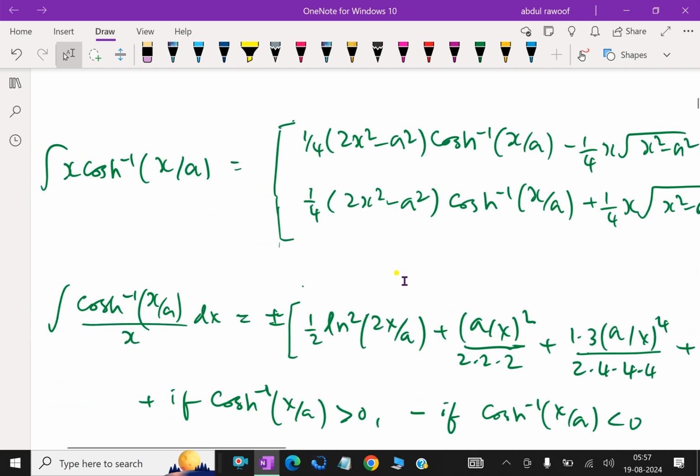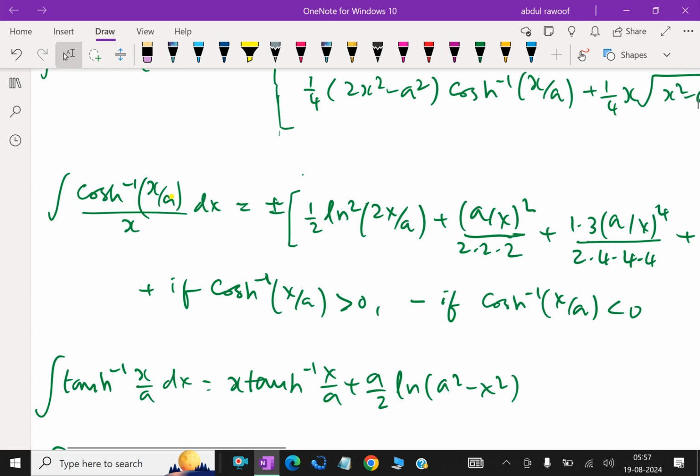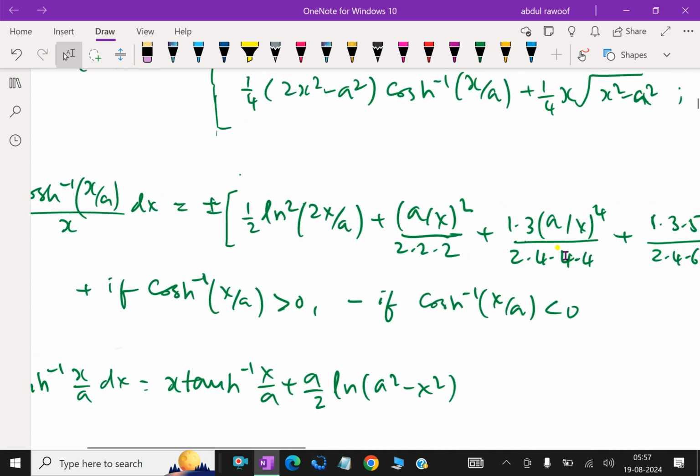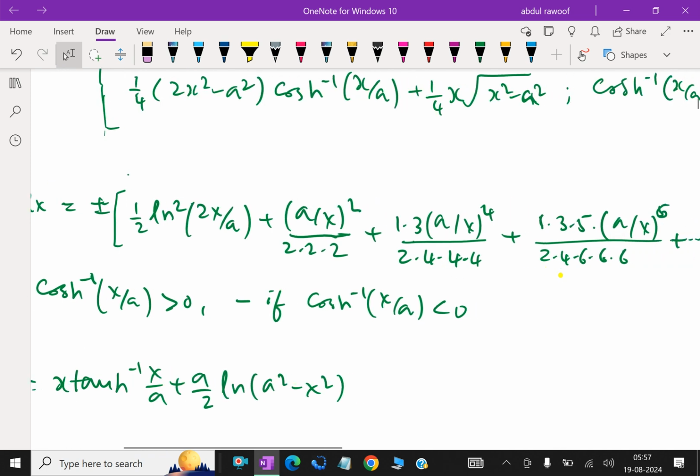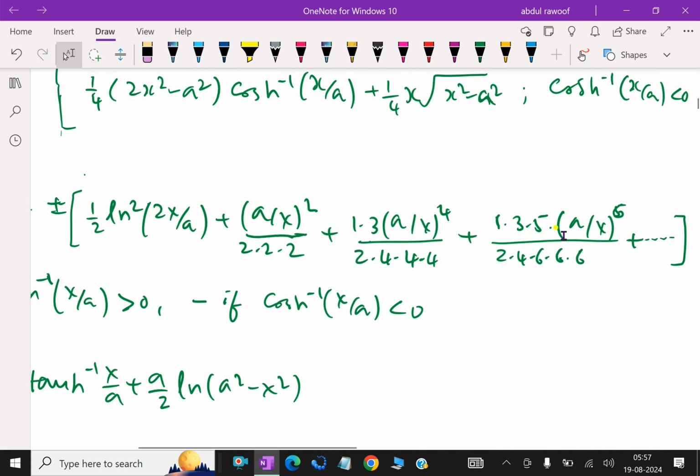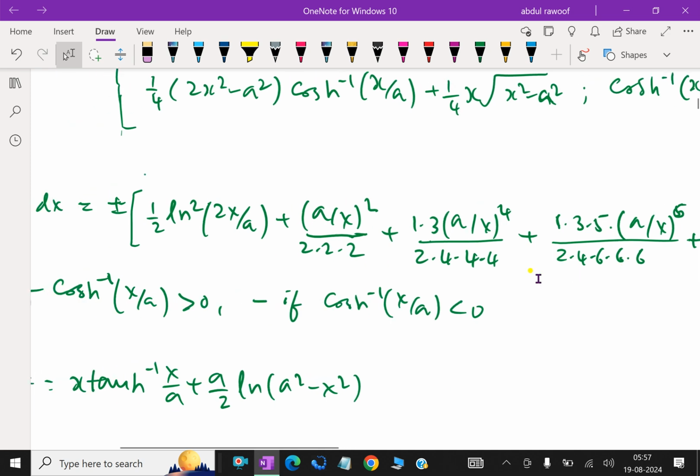Next, integral of cosh inverse (x/a) over x dx equals plus or minus half ln squared of 2x over a, plus (a/x) squared over 2 into 2 into 2, plus 1 into 3 (a/x) to the power 4 over 2 into 4 into 4 into 4, plus 1 into 3 into 5 (a/x) to the power 6 over 2 into 4 into 6 into 6 into 6, plus it continues.